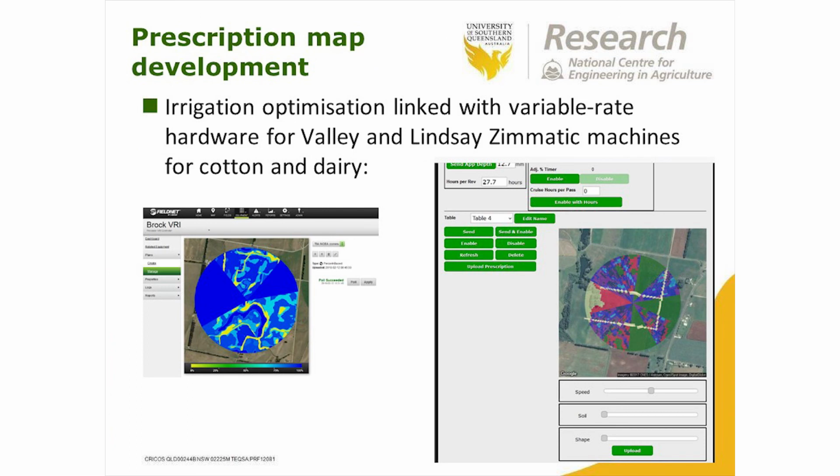We've actually been in the process of developing automated prescription map generation for a variety of systems with our colleagues here at TIA, for both Zimmatic systems and for Valley systems. We're yet to work with some of the other good companies. But essentially, understanding that variability, we can actually start to then automatically generate the prescription maps and push them straight into the pivot control panels to produce things like this and allow us to understand the variability that's needed across fields.